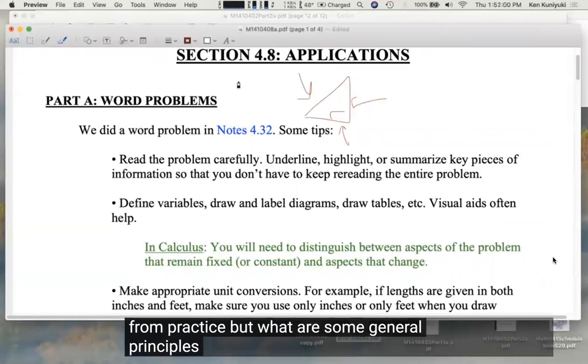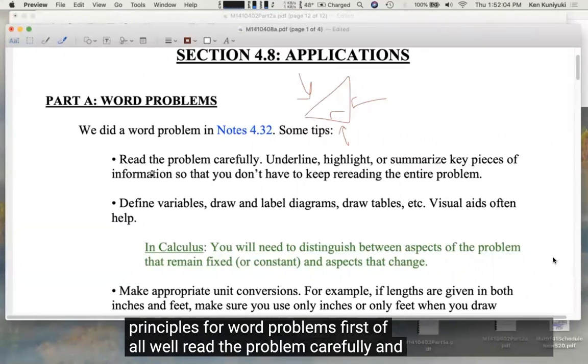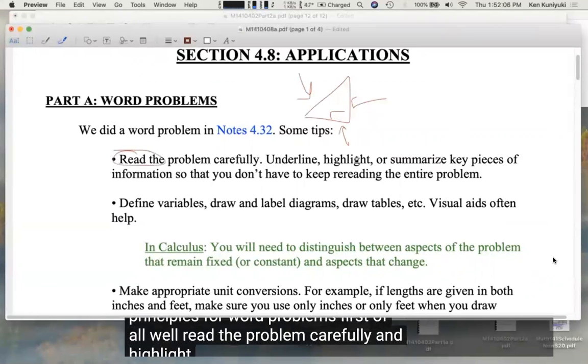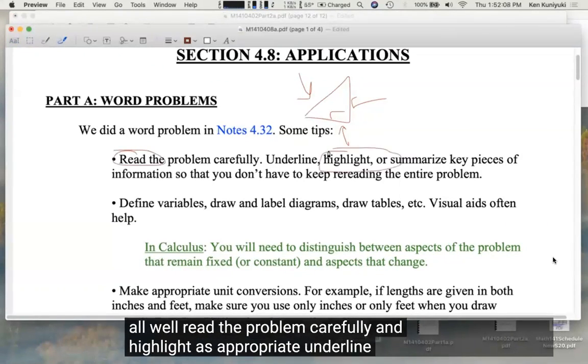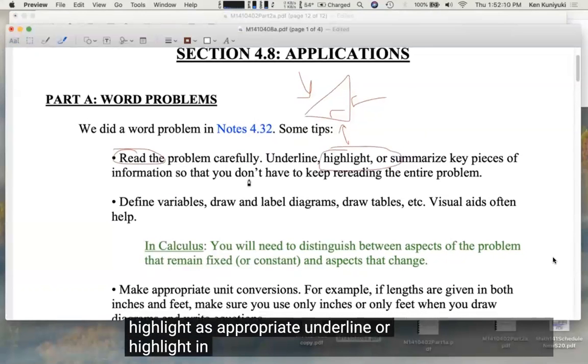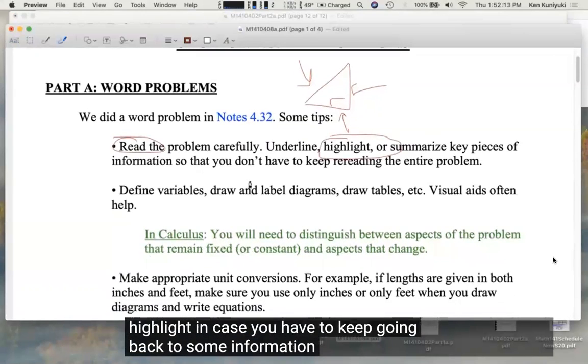But what are some general principles for word problems? First of all, well, read the problem carefully and highlight as appropriate, underline or highlight, in case you have to keep going back to some information.